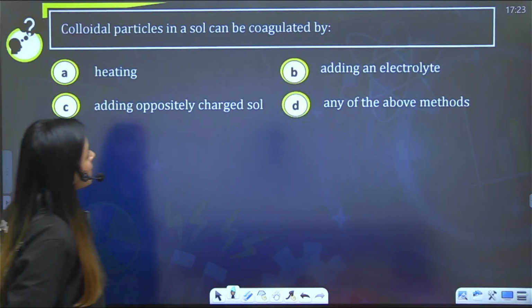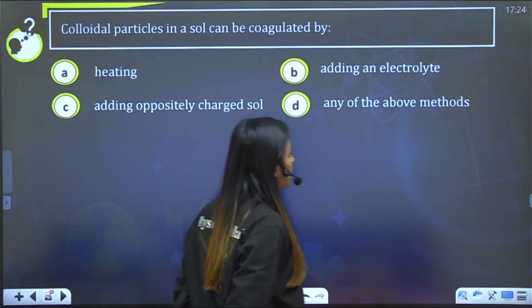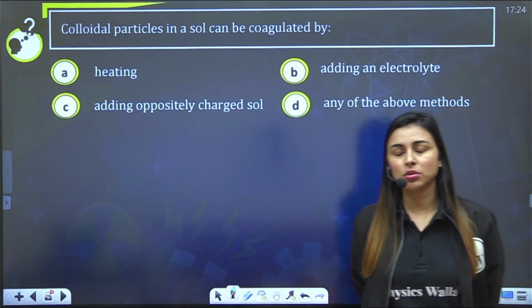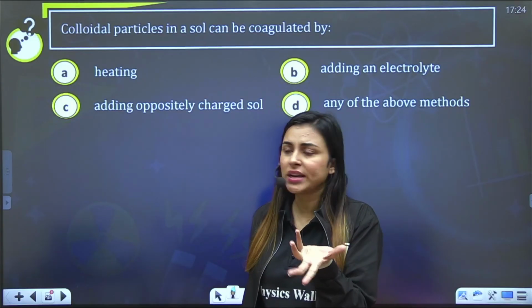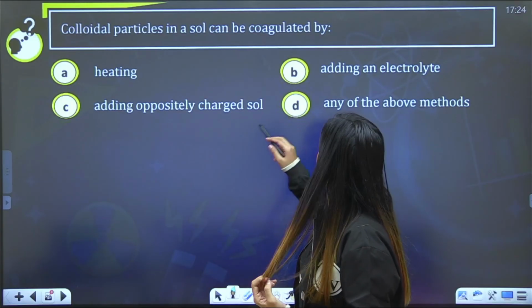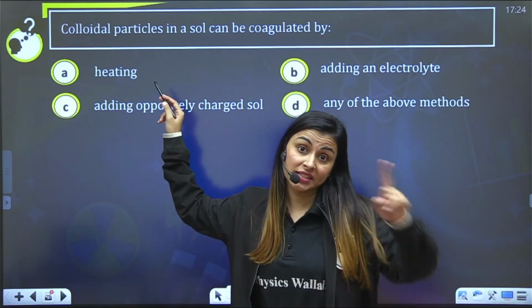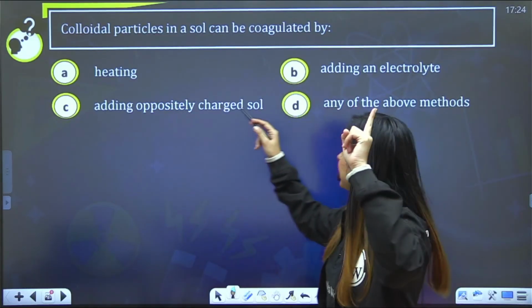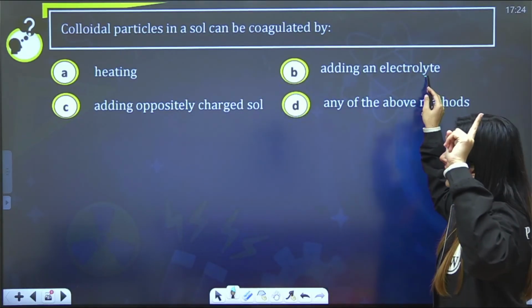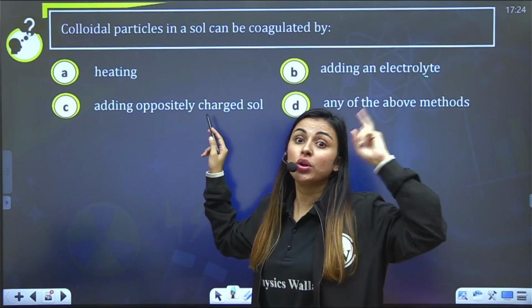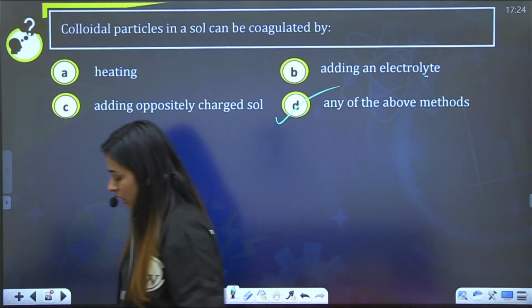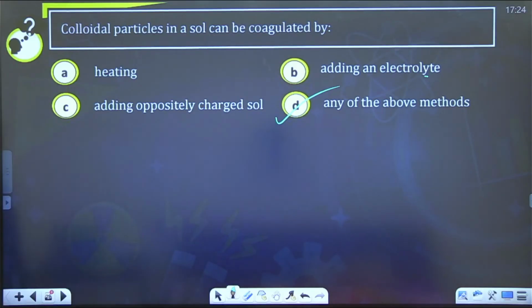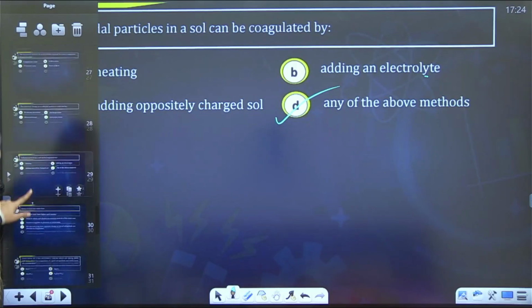Colloidal particles in a sol can be coagulated by. You have colloidal particles and you want to coagulate them. You can coagulate by electrolytes. Yes. We have heating. Yes, we can coagulate by heating. We studied that in the starting part. Adding an electrolyte. Yes, true. Adding oppositely charged sol. Absolutely true. Any of the above methods. So option D will be your correct answer. I hope you're clear with this. Let's move forward to the next question.